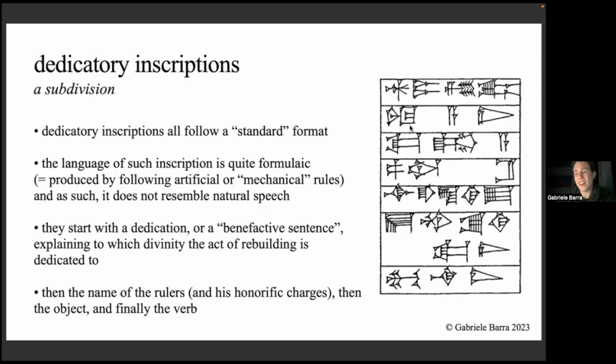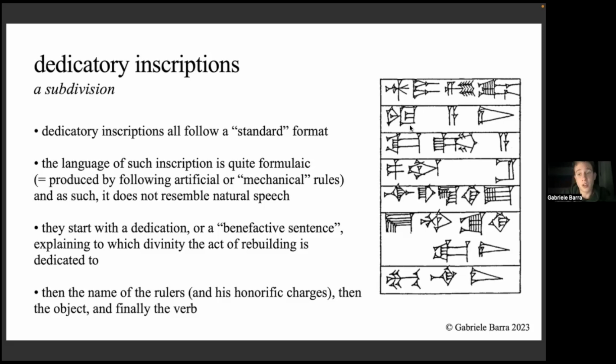So they all write like a legal procedure. You can't write documents the way you want. You have to follow some instructions, some guidelines. Same thing for this, which is by all means something borderline legal. So the language of such instructions is formulaic, so it follows artificial or mechanical rules. It doesn't really resemble how people speak, just like you don't speak like Shakespeare writes a book. And he didn't speak like that, of course, but it is written in a way that sounds more elegant. Same thing for these tablets.